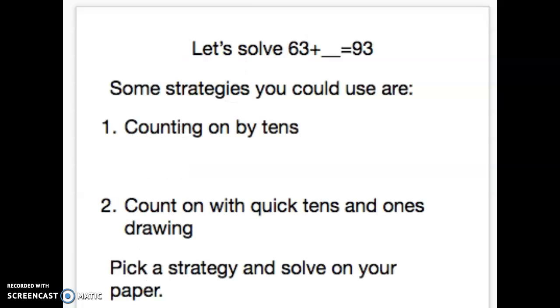Let's solve this problem. 63 plus what equals 93? Here are some strategies you could use to solve this problem. You can count on by tens, or you can count on with your quick tens and ones drawing. Choose one of these strategies and solve it on your paper.